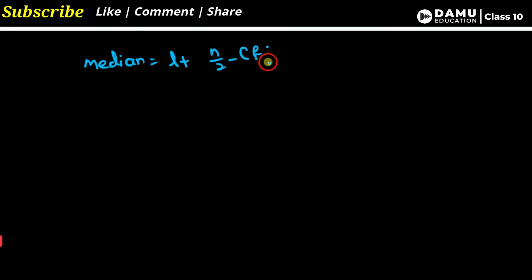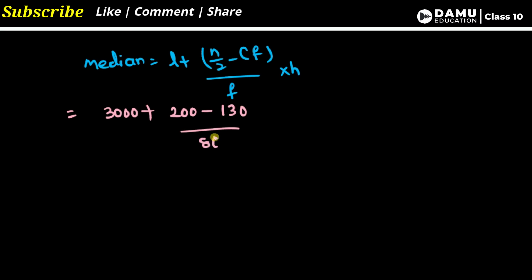So the median formula is: median equals small l plus (n by 2 minus cf) whole divided by f, into h. h is always a constant multiplied on the right side, and small l is added to the remaining factors. Small l we already know is 3000. Substituting: 3000 plus (200 minus 130) by 86, into h which is 500. So 3000 plus 70 into 500 whole divided by 86.